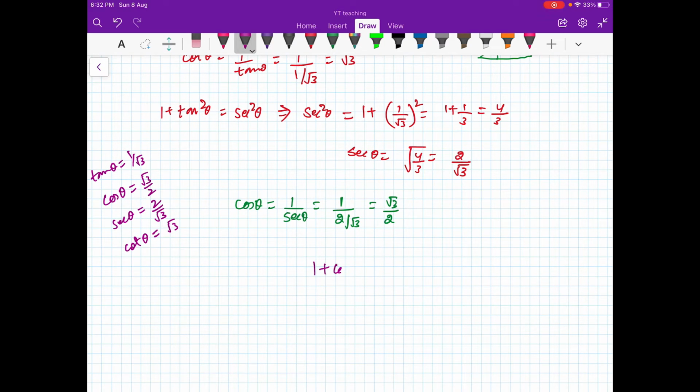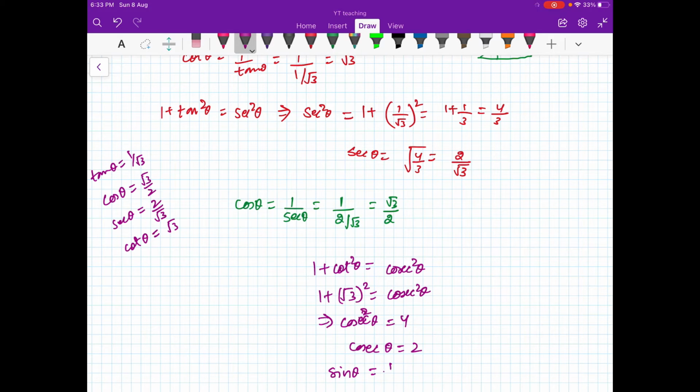So we'll get 1 plus cot square theta is equal to cosecant square theta. So that will give you 1 plus (root 3) square is equal to cosecant square theta. So that gives you cosecant square theta is equal to 4. So cosecant theta is 2, and then sin theta, which is reciprocal of cosecant theta, will be 1 by 2.